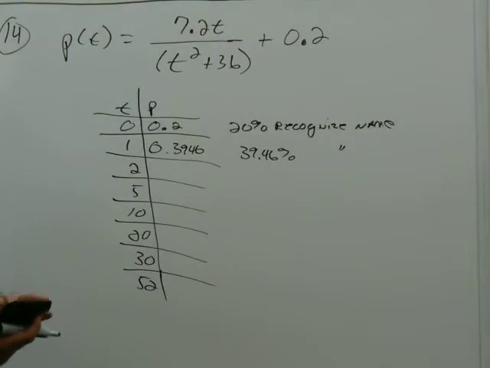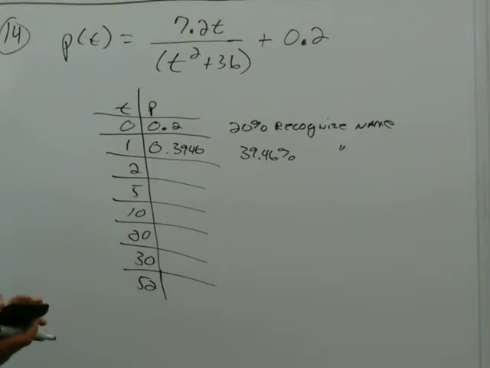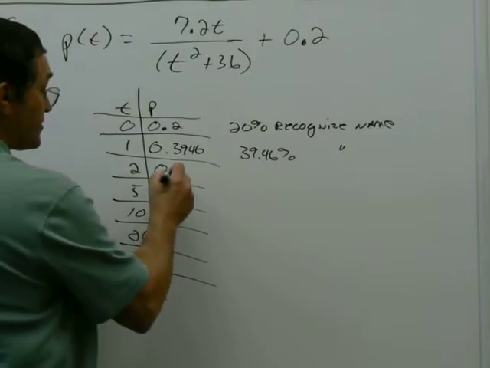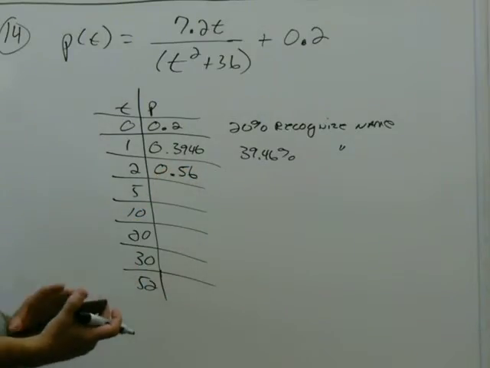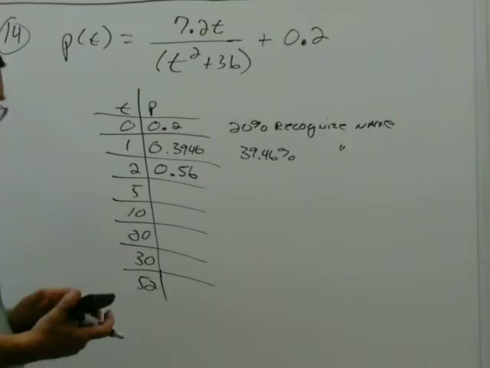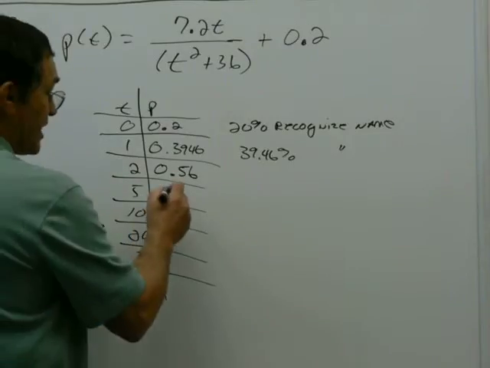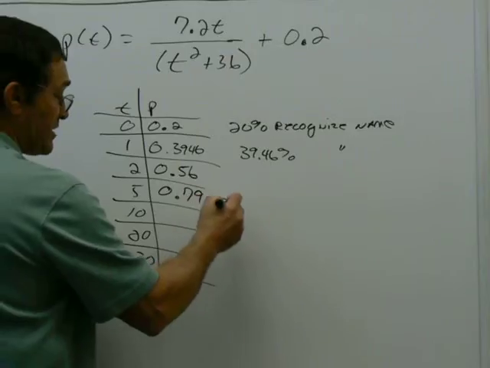I'm going to evaluate it for t equals 2. And if t is 2, I get 0.56. I'm going to go ahead and evaluate it for a few of these, and I'll write down the meaning of it. If t is 5 weeks into the campaign, I get 0.79, so 79% of the people recognize me. It's really 0.7902.